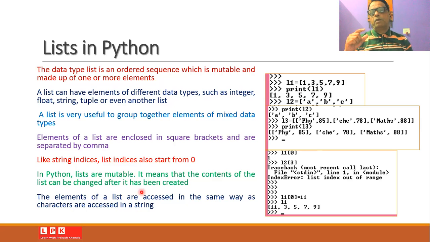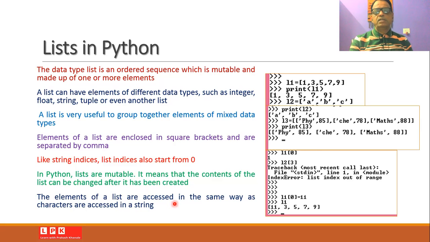So whenever a programmer feels that he needs to make some changes in the elements of the sequence, then in that case, he can make use of the list. If there is no change in the elements, then in that case, the programmer can go for another data type.